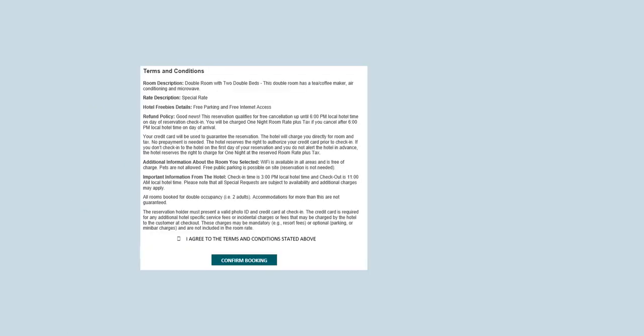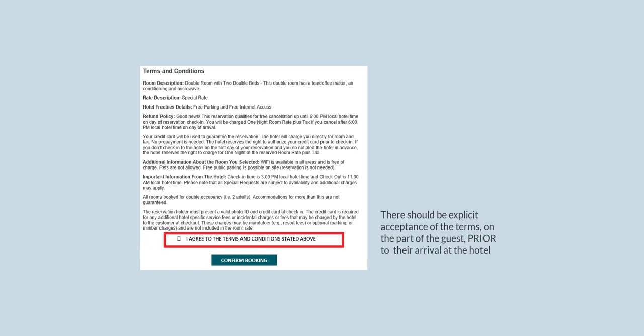Where should Joe display this info? For online reservations, the best practice is to have reservation terms in a section on the online reservation form, listed above where guests click the final button for confirming their reservation. There should be explicit acceptance of the terms on the part of the guest prior to them arriving at the hotel. Any reservation communication that's texted, emailed, or snail-mailed to a guest should include these terms.